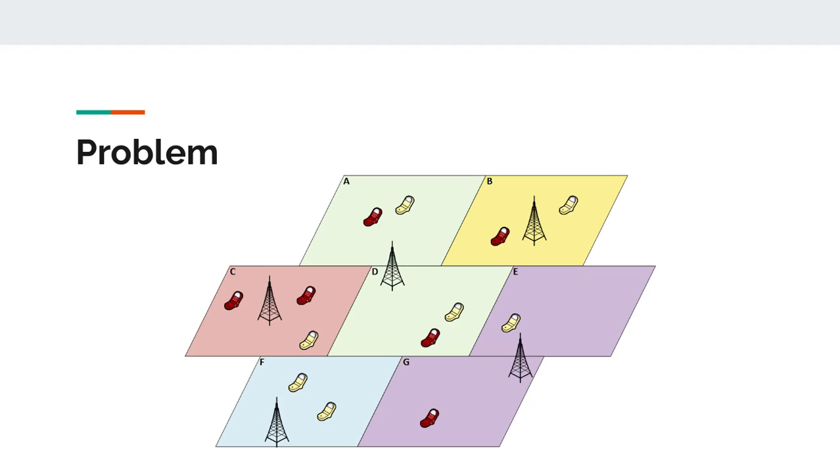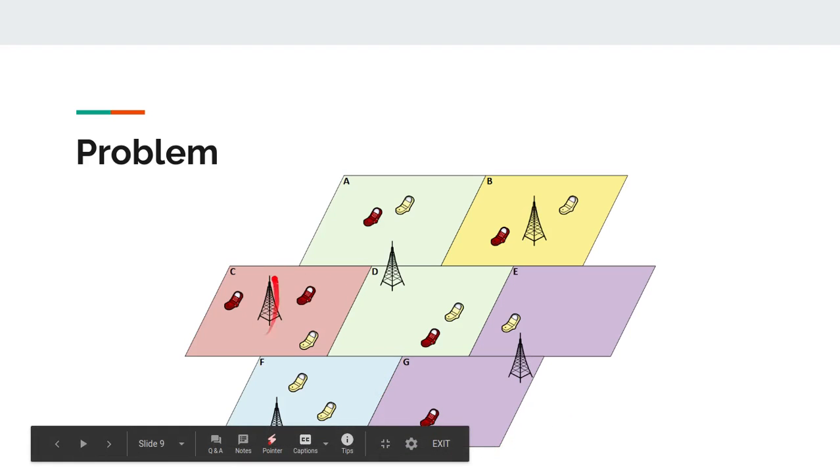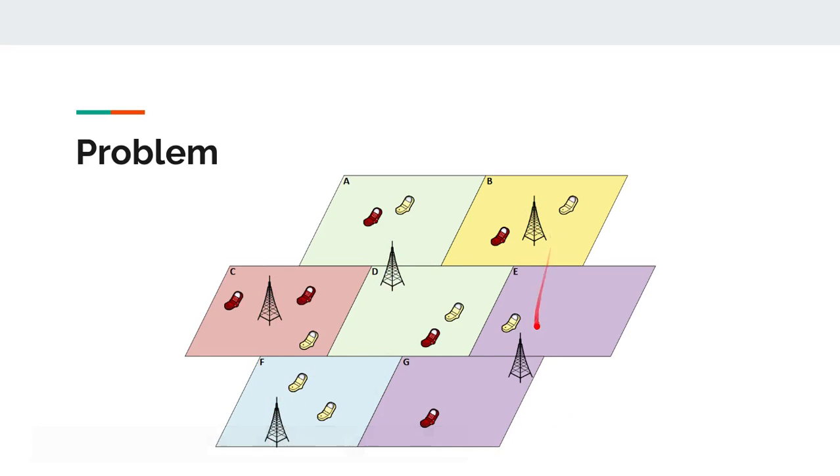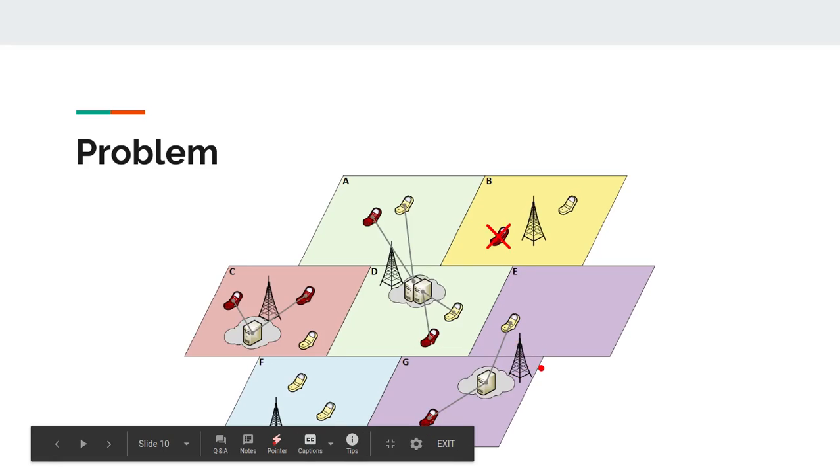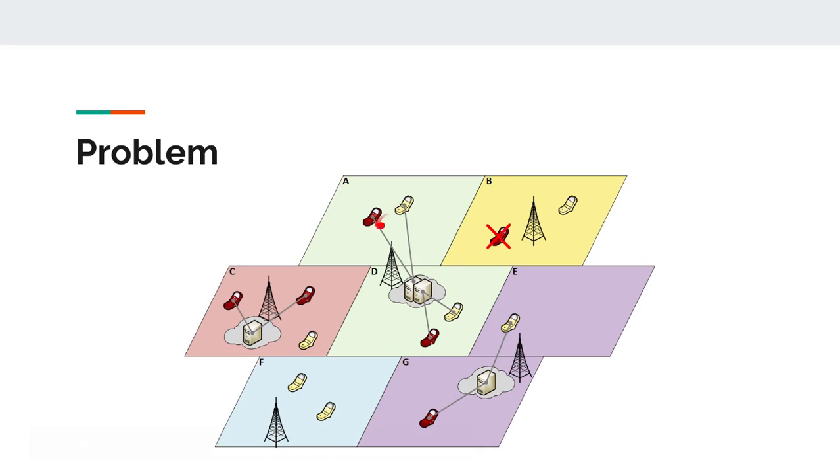So, for example, suppose we have some positions here where we can deploy some fog nodes. The solution of this problem would be the locations where we put some fog nodes to serve these users in different locations.